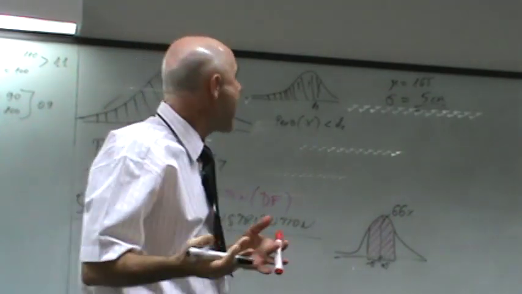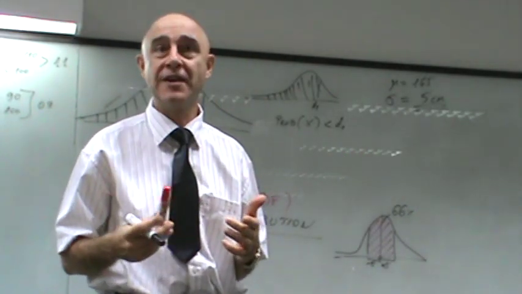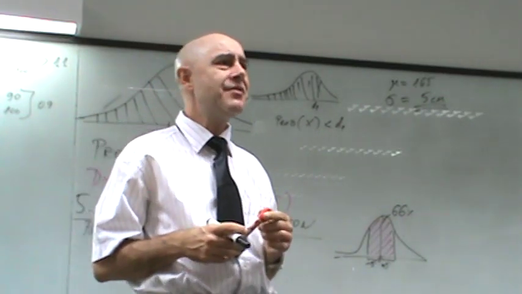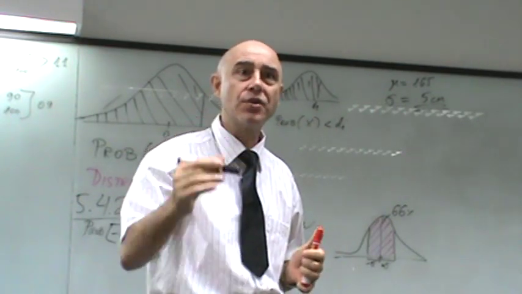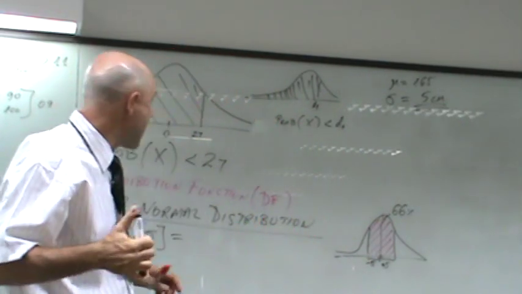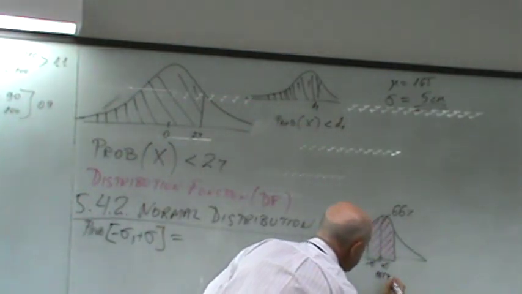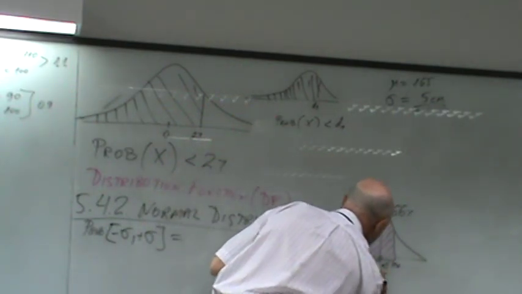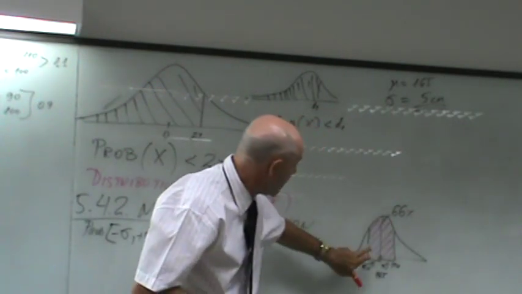Now the question is, how many people do we expect in this classroom to be over 170? How many people? So what's the calculation? How do we calculate it? You can use the pen and the calculator. How does it work? Well, this one here is 165. 1 sigma is going to be 170. Here is 160. Okay? So, if this is 66%, what is the chance here?